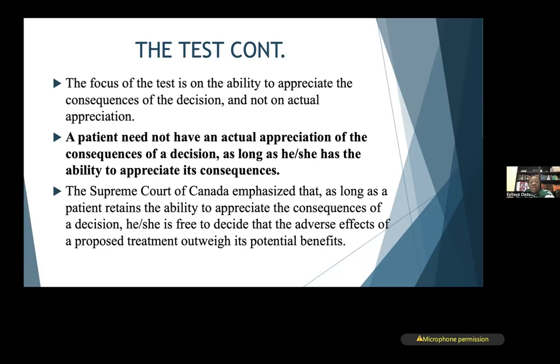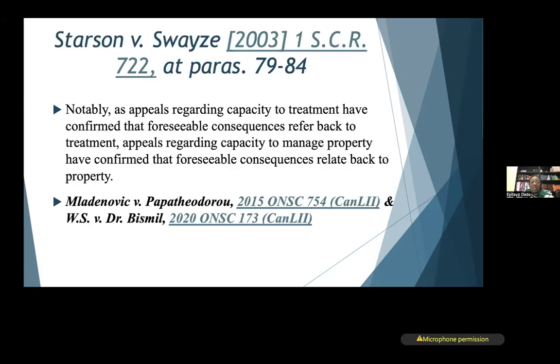And the Supreme Court of Canada emphasized that as long as a patient retains the ability to appreciate the consequences of their decision, they're free to decide that adverse effects of a proposed treatment outweigh its potential benefits. And you'll find that this applies to property matters as well. Notably, as appeals regarding capacity to consent to treatment have confirmed that foreseeable consequences refer back to treatment, appeals regarding capacity to manage property have confirmed that foreseeable consequences relate back to property.